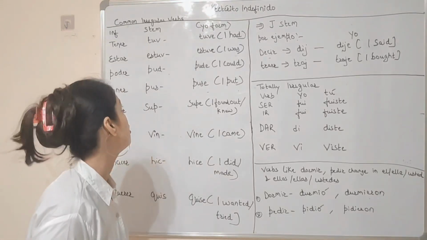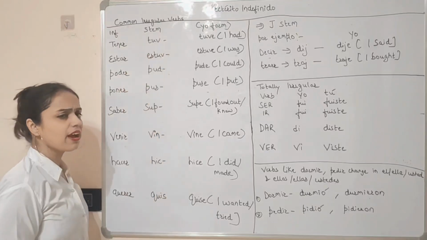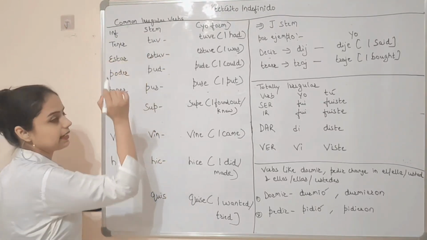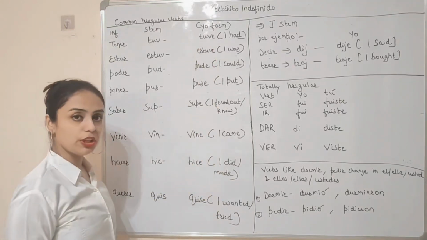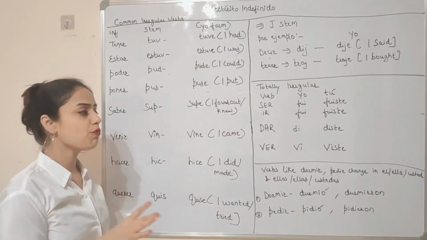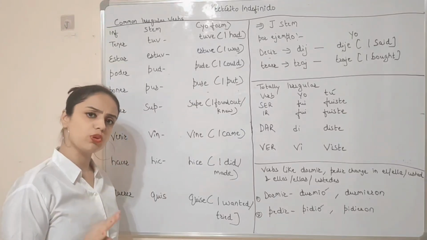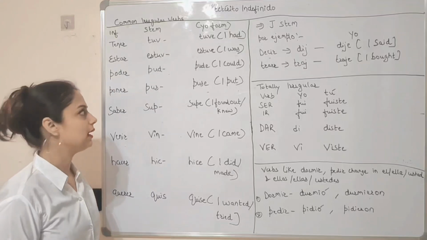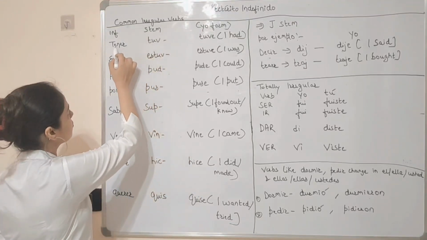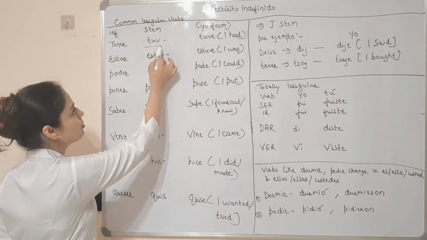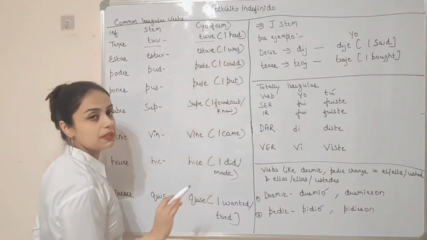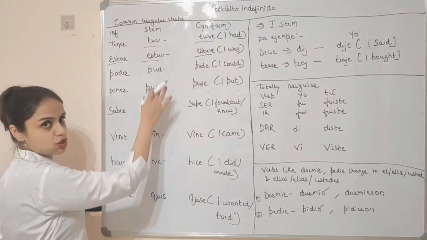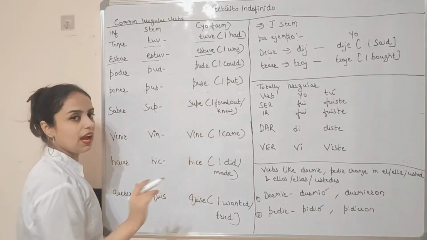So vamos a empezar. Here I have jotted down some of the common irregular verbs. For example, first is tener. Here I have mentioned the yo form. I will explain the conjugation of one of the verbs completely, so that you will be able to conjugate the rest of the verbs as well. Vale? So the first one is tener. Tener, stem to yo form is tuve. That means I had. Tuve, I had. Estar, estuve, stem changing estuve. Yo form is estuve, I was.